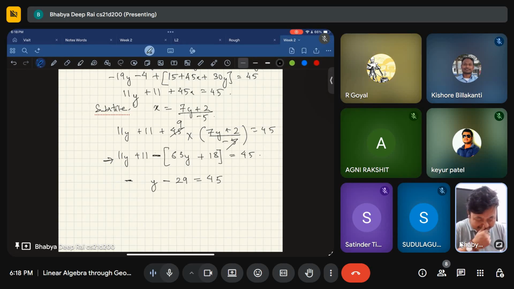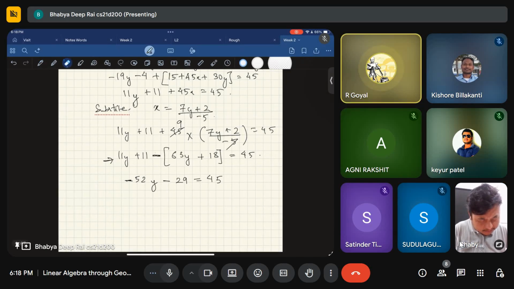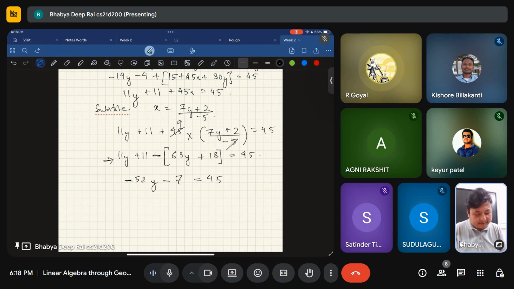So this will become minus 52, right? Minus 52. Yes, and 11 minus 18 is minus 7. So this will be minus 7, right? Equals 45. So y is equal to minus 1, no? Because this will be minus 52y equals 45 plus 7, which will become 52, and y equals minus 1. Okay, good. Sorry, I made a lot of mistakes on the way, but finally we got y equals minus 1.